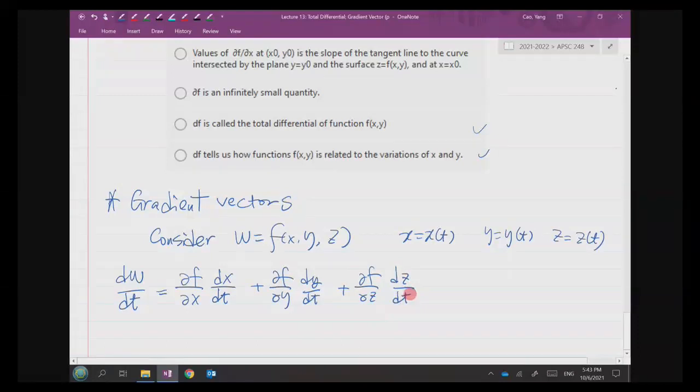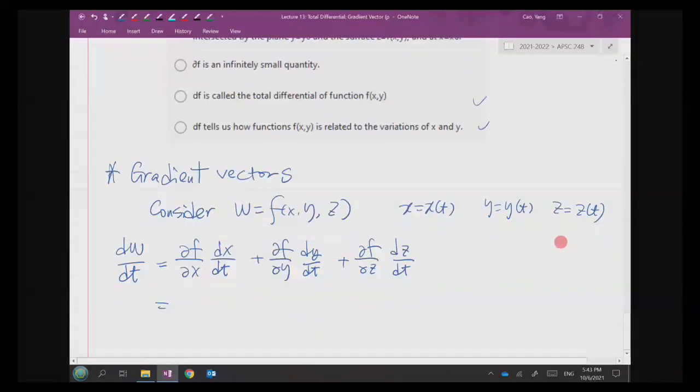That's a result of the chain rule. And then I'm going to rewrite the results a little bit using vector notation. So basically, I'm going to create two vectors. The first vector is partial f partial x, partial f partial y, partial f partial z. And that's the coefficient for each one of the terms. And then I will create another vector with the second term: dx over dt, dy over dt, and dz over dt.